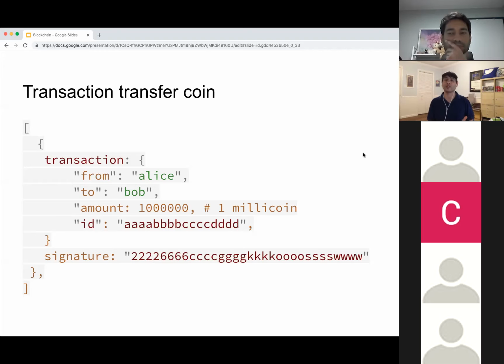And a transaction could fail because it doesn't know who the parties are. Maybe I've never heard of Bob. Maybe I've never heard of Alice. Maybe the transaction simply doesn't make sense or isn't well formed. We can throw all of those things away.